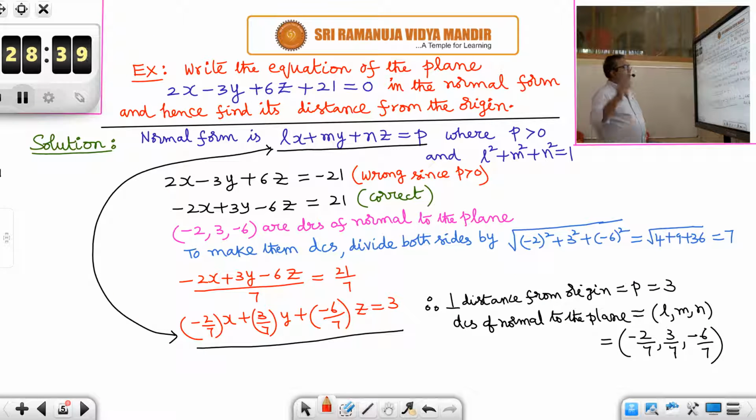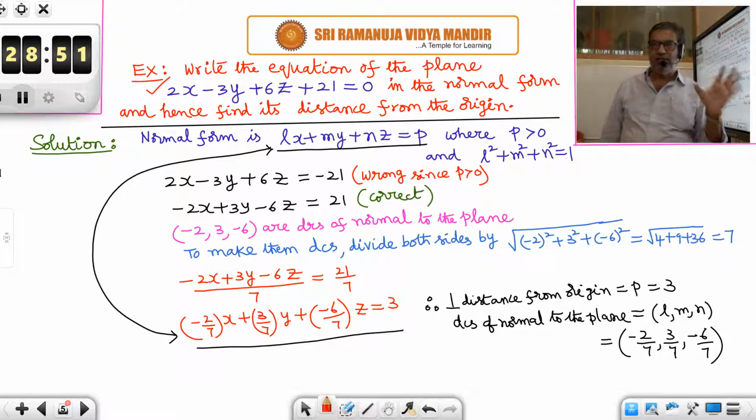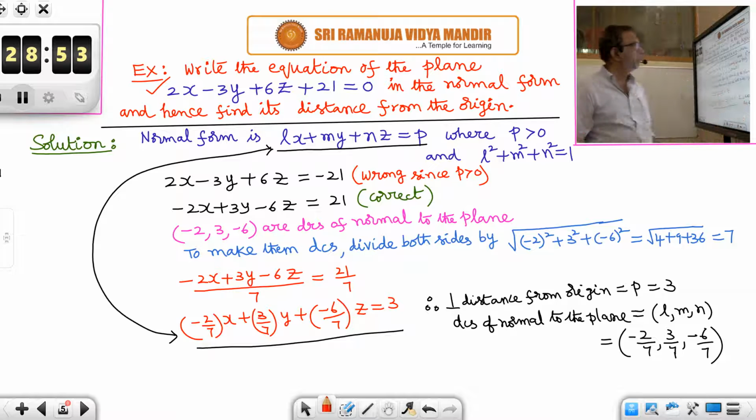Now, let us take an example. Write the equation of the plane. See, the equation of the plane generally will be in this form, is it not? Ax plus By plus Cz plus D is equal to 0. That is the Cartesian equation of a plane. Okay, Cartesian coordinates.